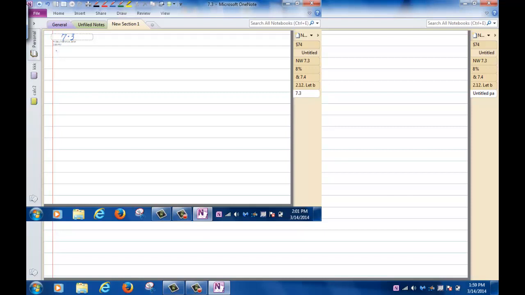Okay, this is from section 7.3, homework problem number 3. And can someone tell me what's the integrand? Radical 5 plus 4x minus x squared dx. 5 plus 4x minus x squared.